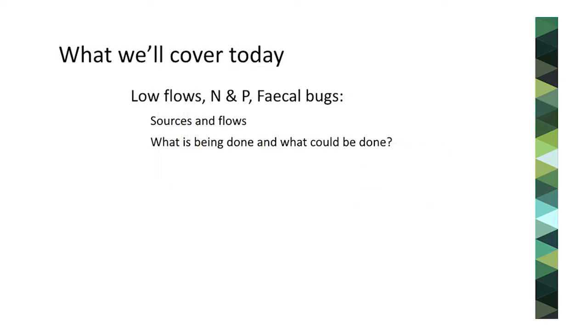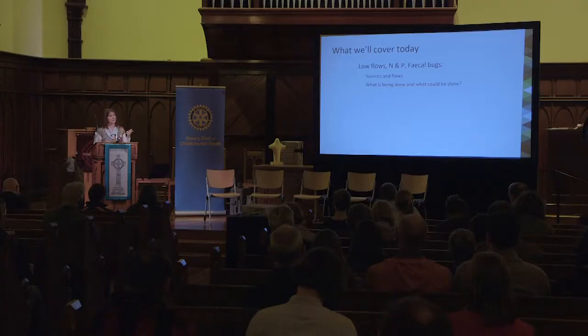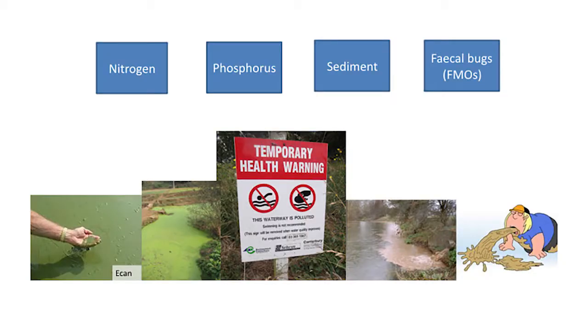But I'm just going to start with a very, very quick overview about the origins of some of these issues, building on what John has already talked about, because it's really important to understand where these things come from if we're going to try and manage them. So these are some of the contaminants that John's already told us, and the reasons why we're interested in them in terms of swimmability and contact recreation.